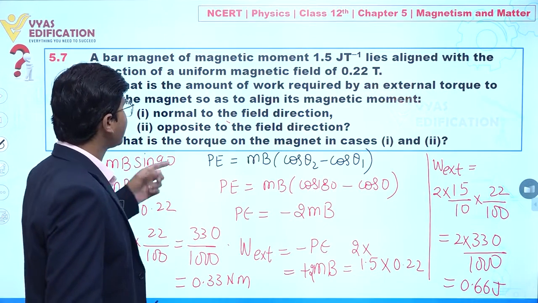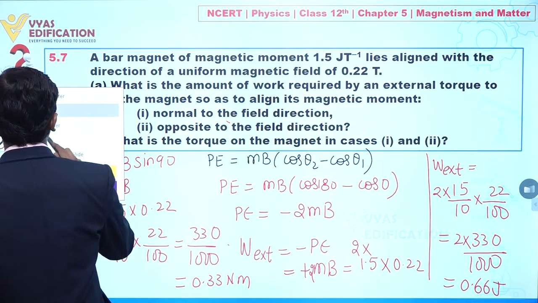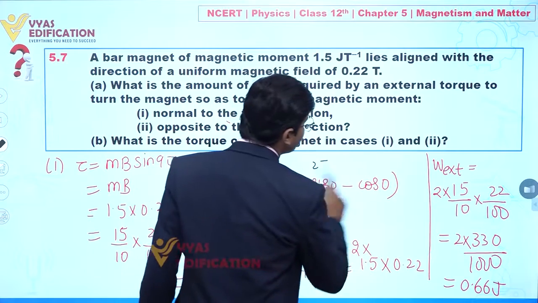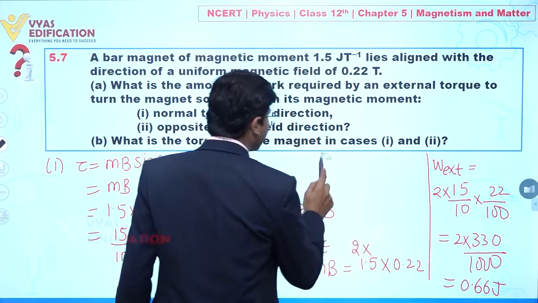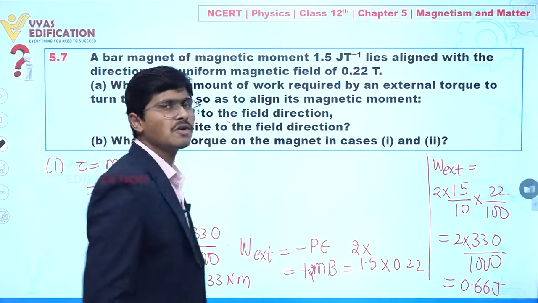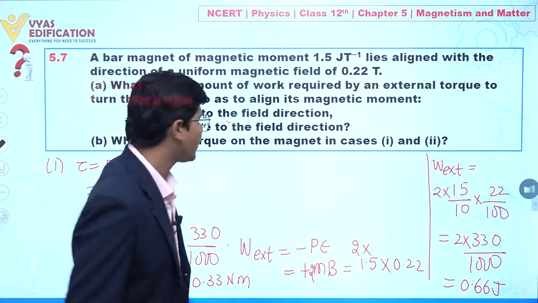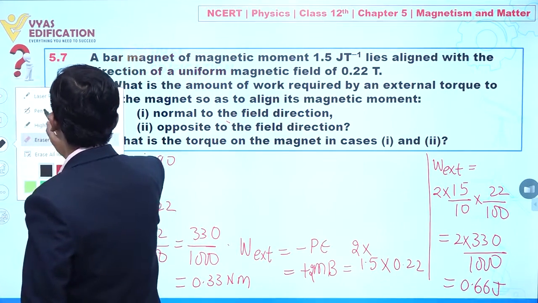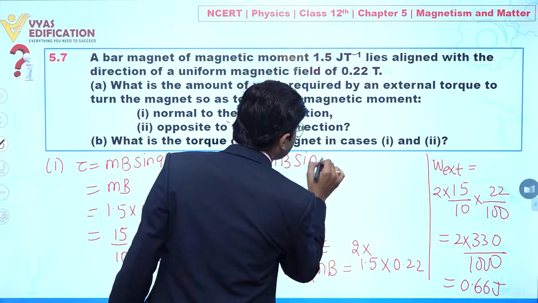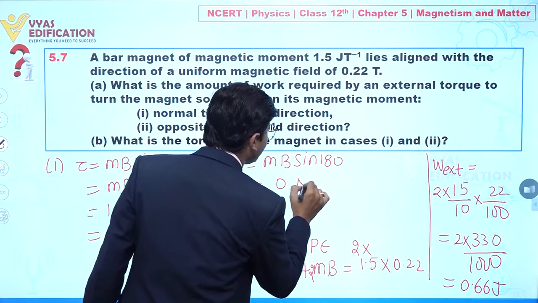Now what is the torque acting in this one? Directly we can say the value of torque is given by MB sin theta. Now when I am changing the position of the dipole from angle 0 to 180, the value of torque is equal to MB sin 180. Yes or no? Angle is now 180. Now we know this is 0 Newton meter.